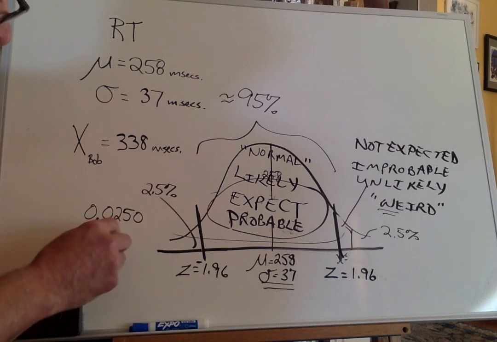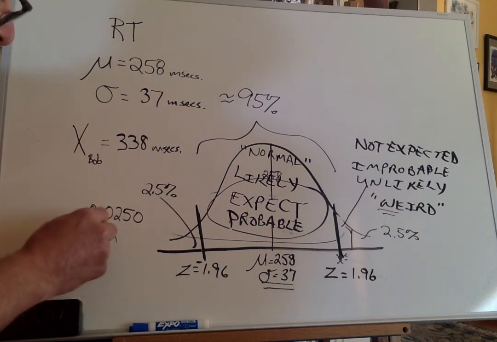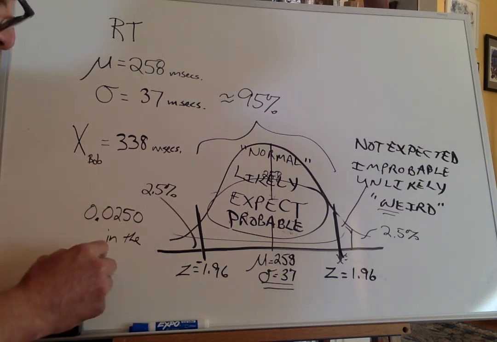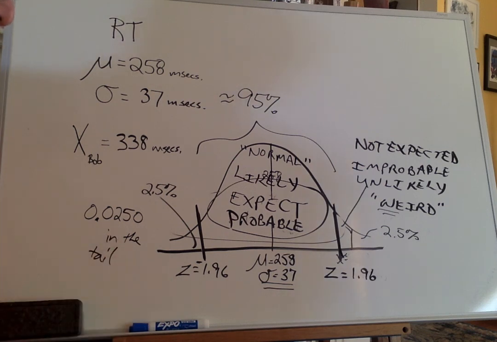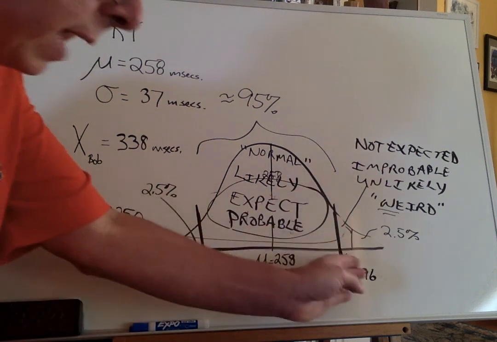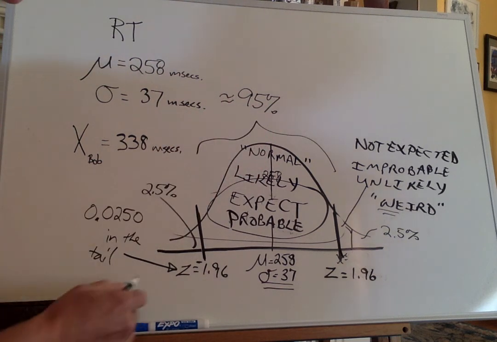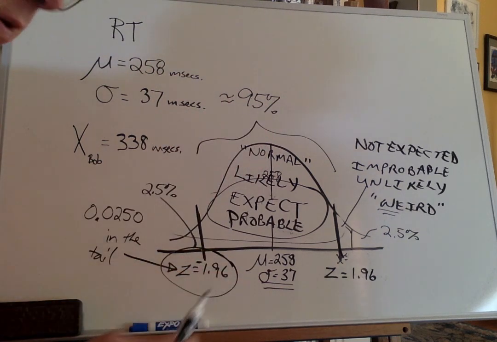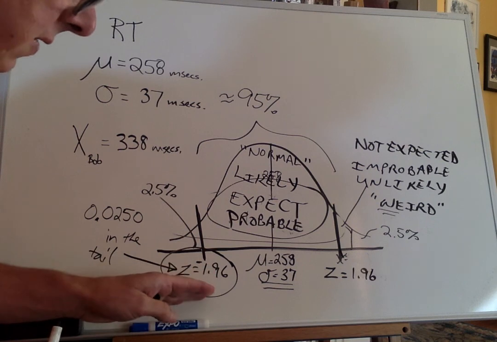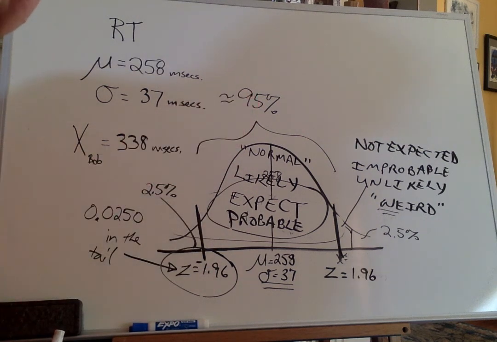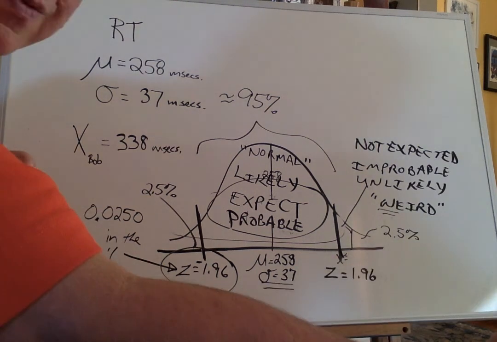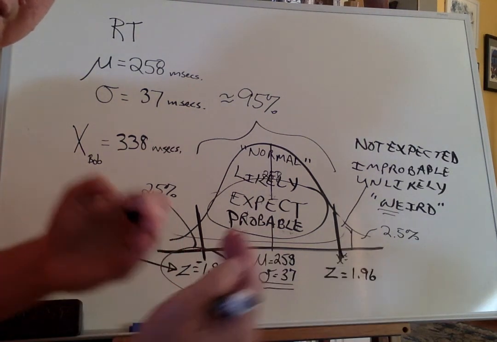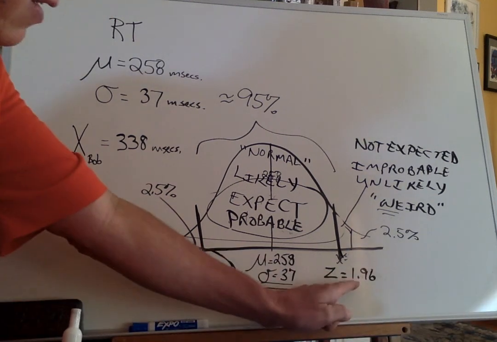So 0.0250 in the tail will give you a z-score of 1.96, negative and positive. This z-score, not 2.00, but this z-score defines the middle 95%, or conversely defines the extreme 5%. Middle 95%, extreme 5% is given by this.